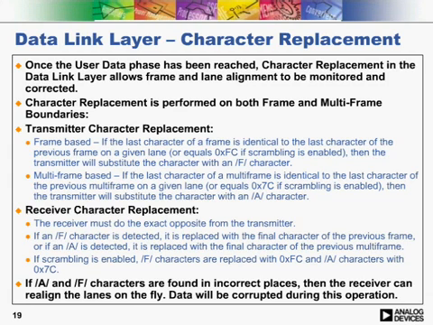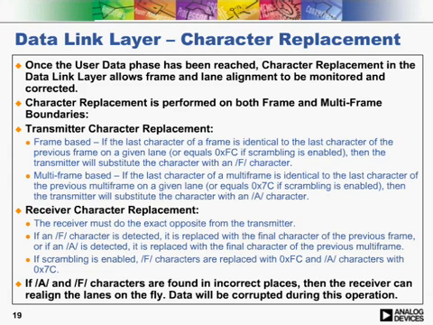Upon reaching the user data phase, character replacement and the link layer allows for frame and lane alignment to be monitored and corrected if necessary. Character replacement is performed on both frame and multi-frame boundaries with different implementations between the transmitter and receiver. First, let's take a look at transmitter character replacement. There are 2 cases, one for the frame-based and the other for multi-frame based.